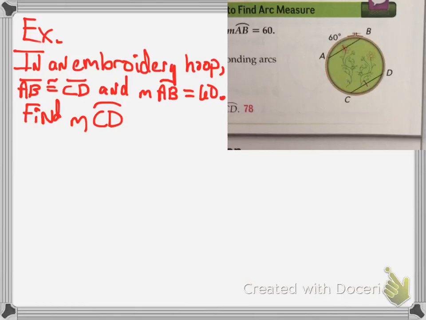Now in the next part, here's an example. We want to talk about an embroidery hoop. We can say here chord AB is congruent to chord CD. So find the measurement of arc CD if the measurement of arc AB is 60 degrees. Notice that does say degrees. So the measurement of CD, since that theorem says that they have to be equal, is also 60. So there's an easy example, right? Let's see a slightly more difficult one.